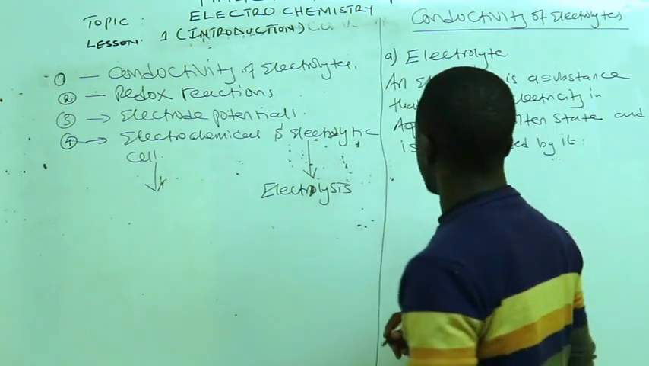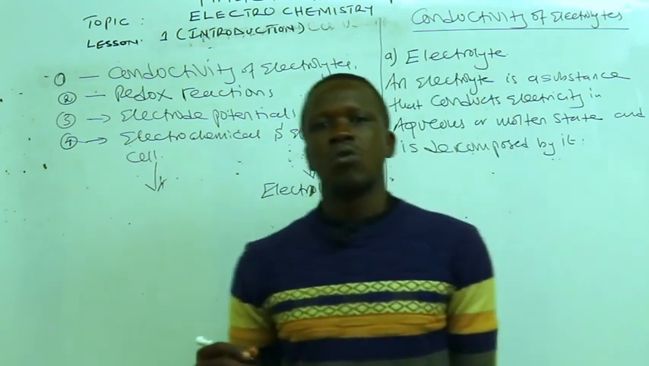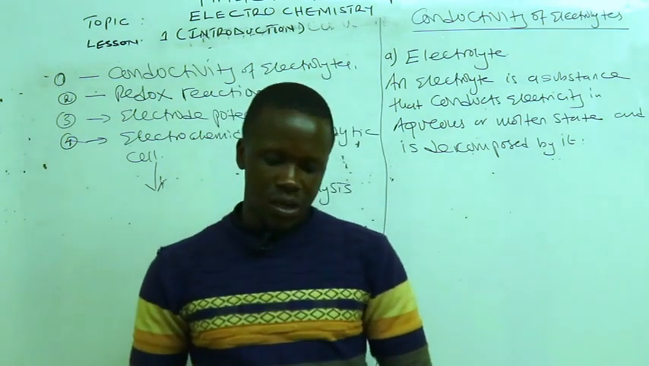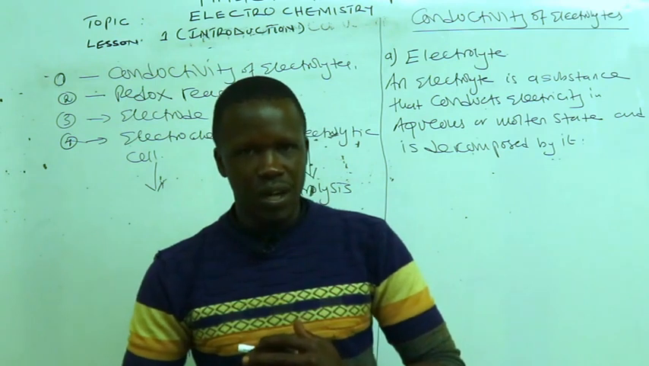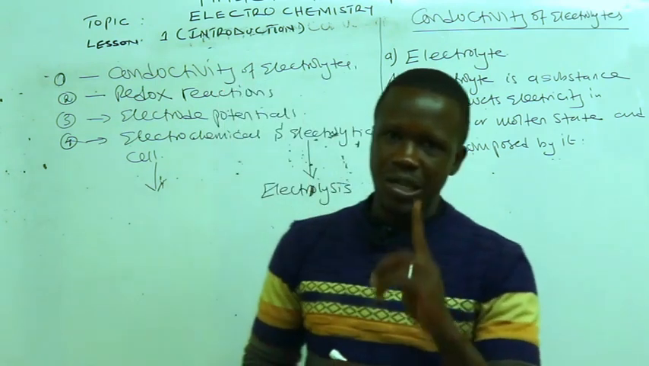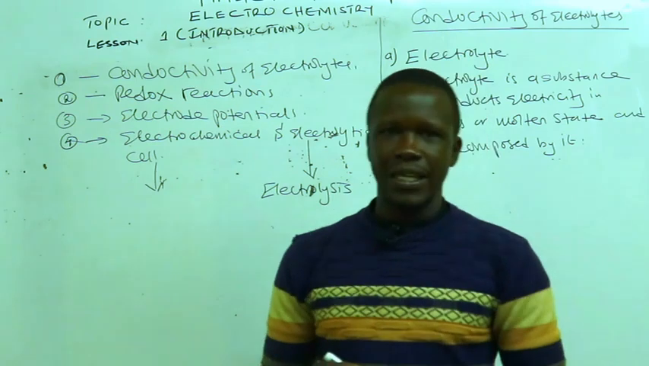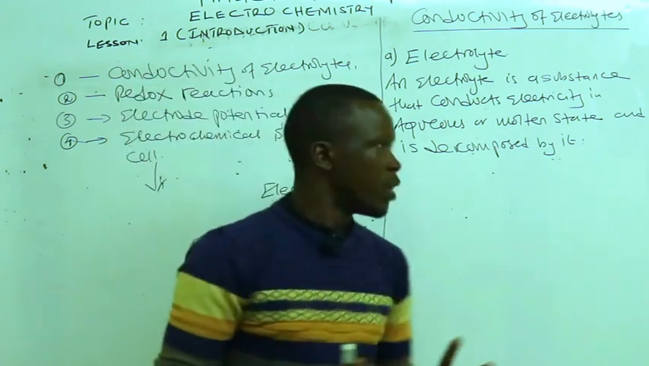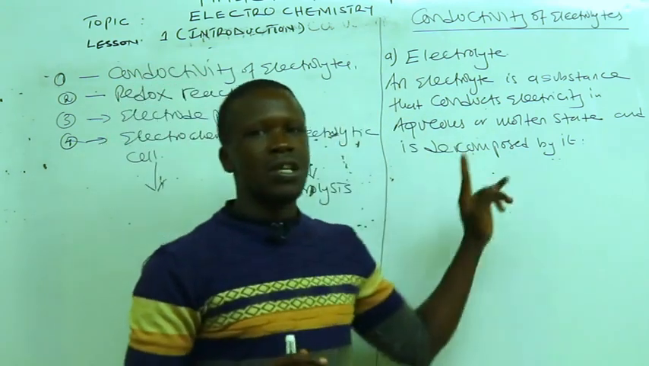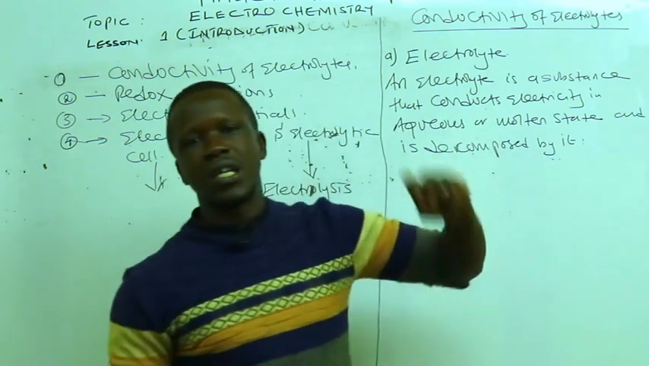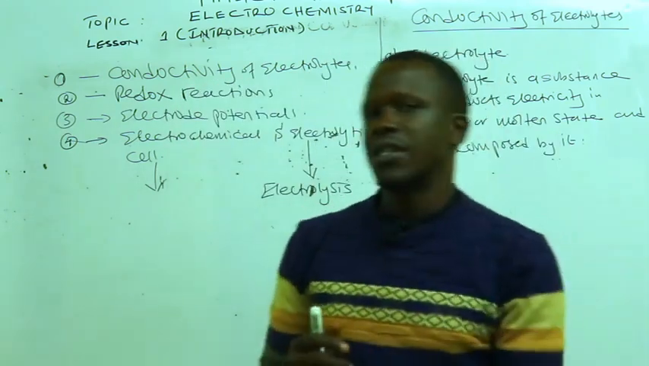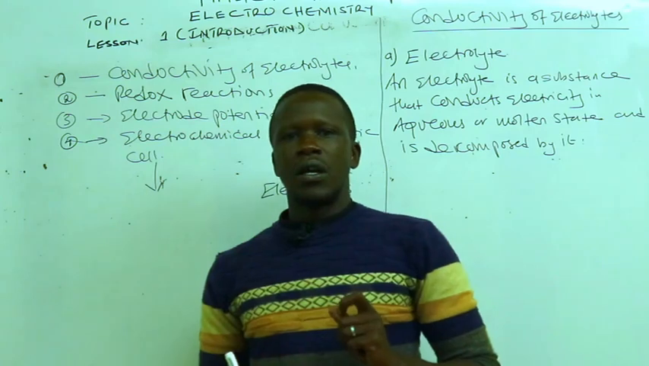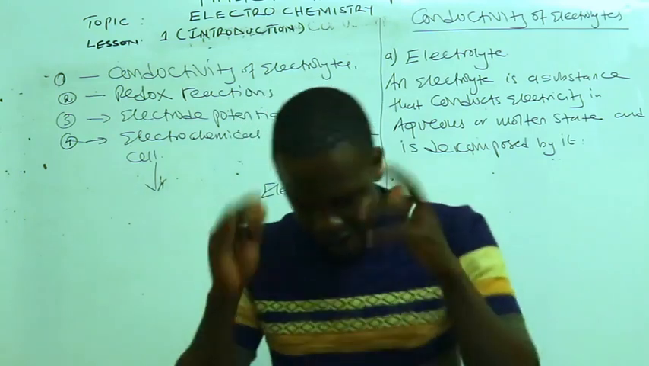And this also means that electrolytes do not conduct electricity in a solid state. When they're in solid state, they will not. Those substances that conduct electricity in solid state are what we call the conductors. The conductors are covered in physics. Now in chemistry, we want to look at the electrolytes. Substances that conduct electricity when in aqueous state or in molten state, and at the end they are decomposed by it.